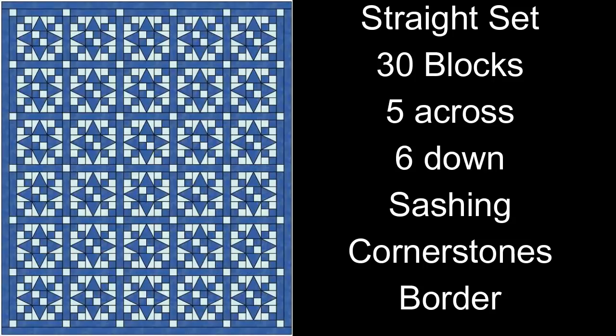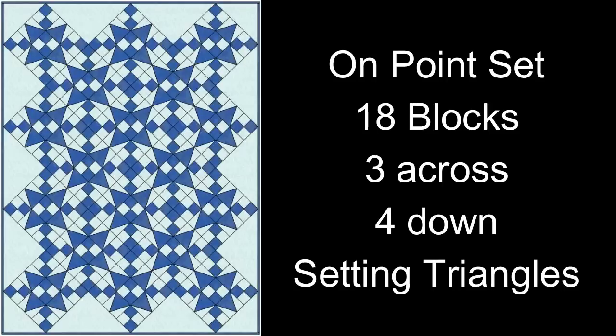This quilt is also a straight set using 30 blocks set 5 across and 6 down, but this quilt has sashing and cornerstones as well as a border. Same number of blocks as the previous quilt, but this version includes sashing and cornerstones. In our last example, we have the blocks set on point.